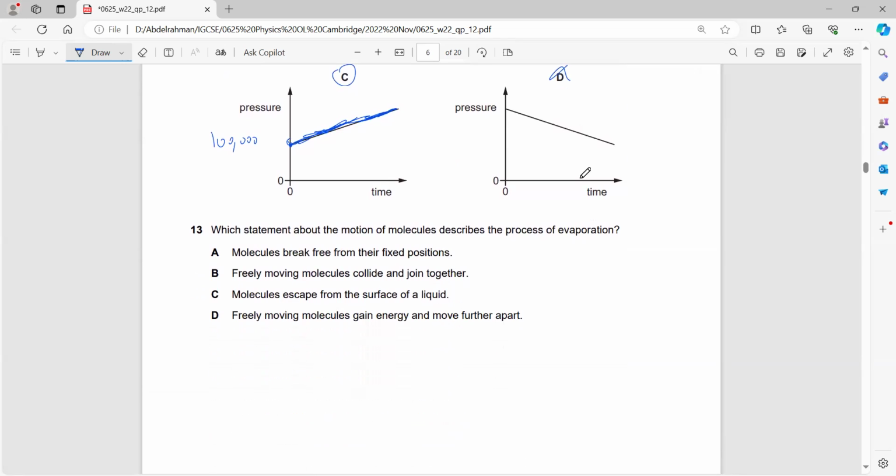Which statement about the motion of molecules describes the process of evaporation? Molecules escape from the surface of the liquid. This is quite easy.